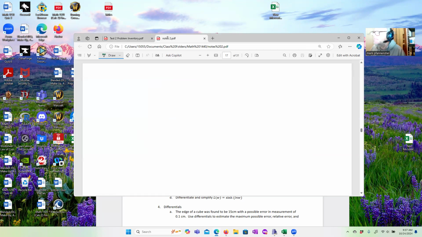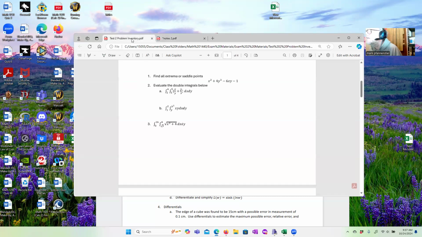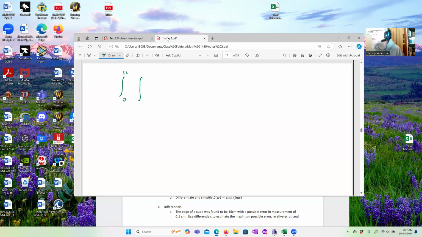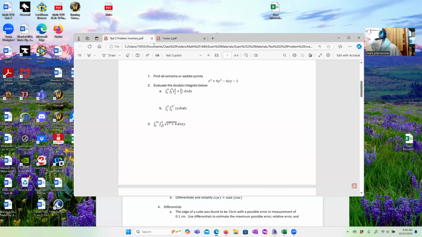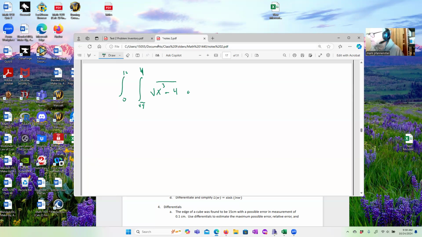So we have from 0 to 16. Let me go back 1 second here. We have square root of y to 4. Then we have the square root of x cubed plus 4, I believe, dx dy. So I'm going to write a little x in here, and a little y in here, so we can get the region of integration.